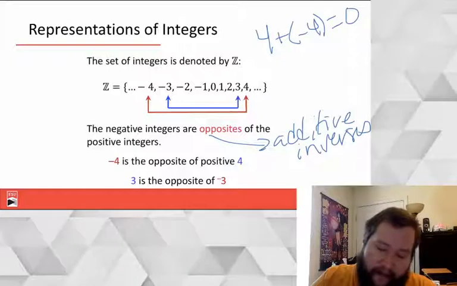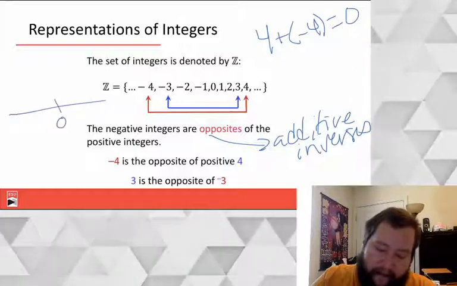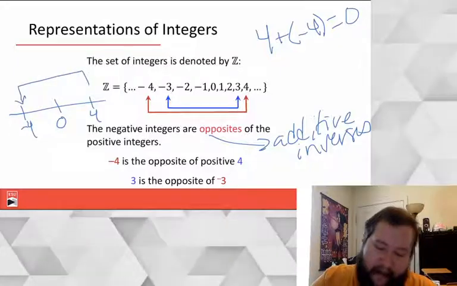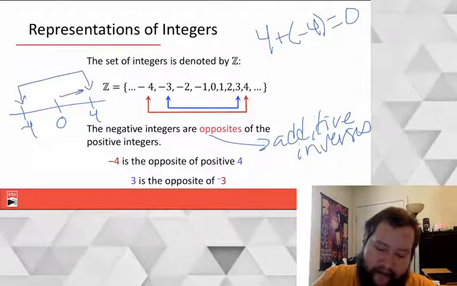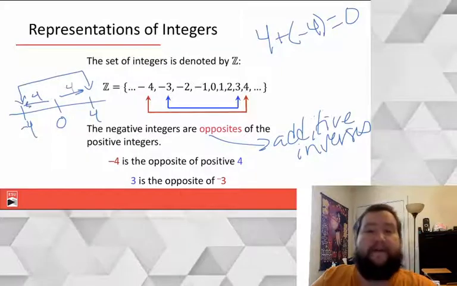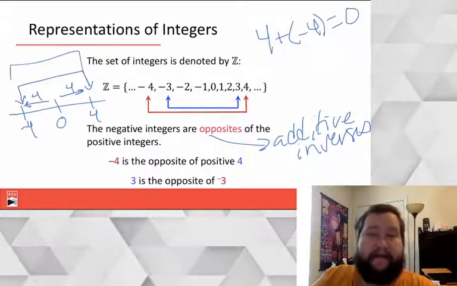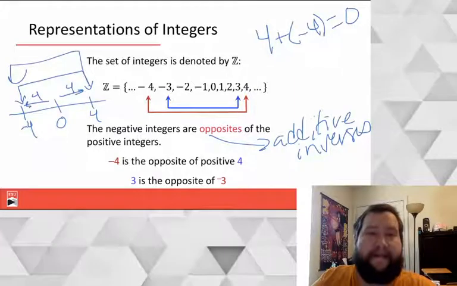If we also look at a number line, so 0, 4, -4, and we'll talk about this in a little bit, they're opposites because it turns out that they're both 4 units away from 0. And so we can think of it as that. They're on the opposite side of 0, but the same distance.